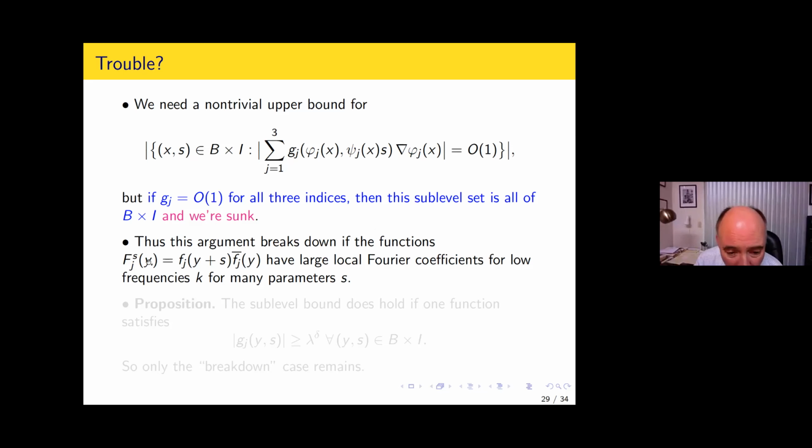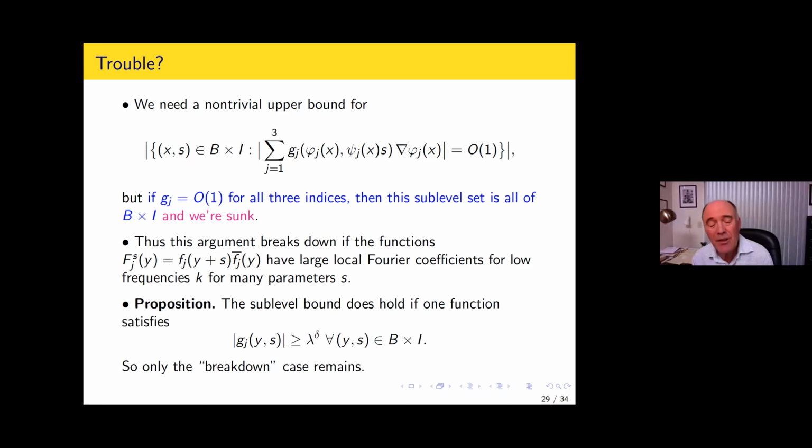So, proposition: the sublevel bound does hold. This is, again, a theorem about a sublevel inequality. So this sublevel bound that we get does hold, provided that one of the functions gj is suitably large. Okay. So what remains is to handle the case where, when we multiply two of the little fj's together, the rapid oscillation, which we're initially assuming to be present, cancels, leaving us something slowly oscillating.